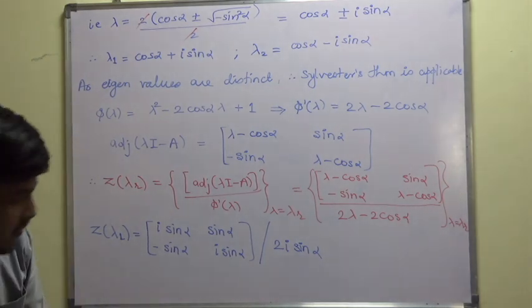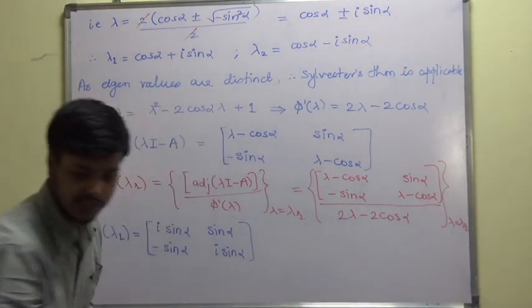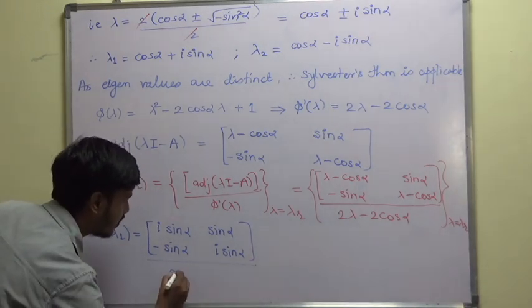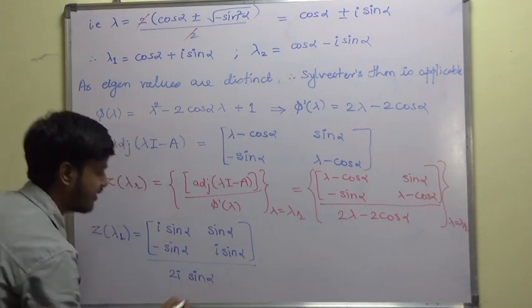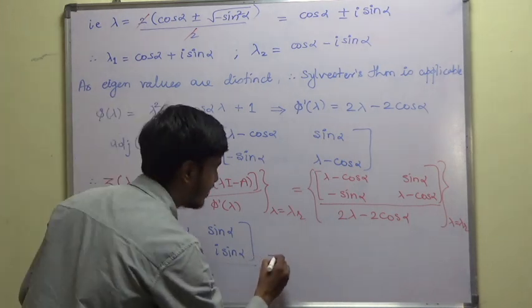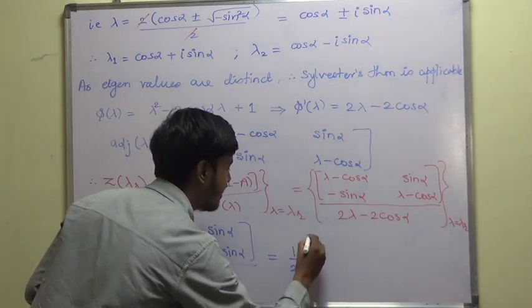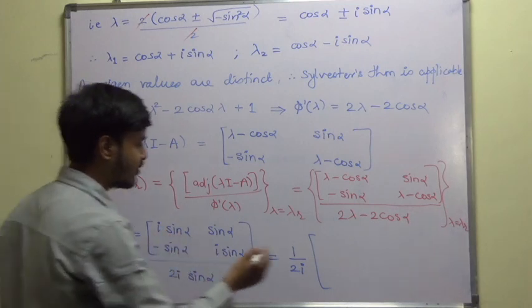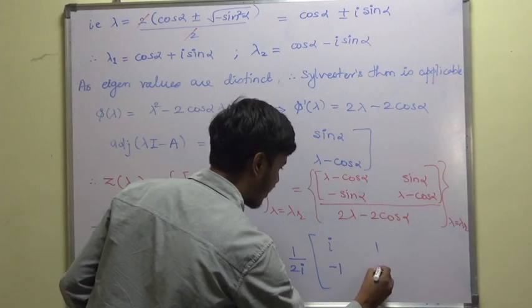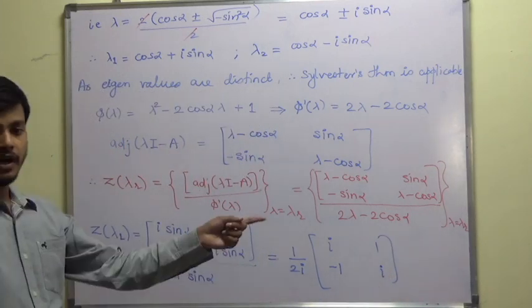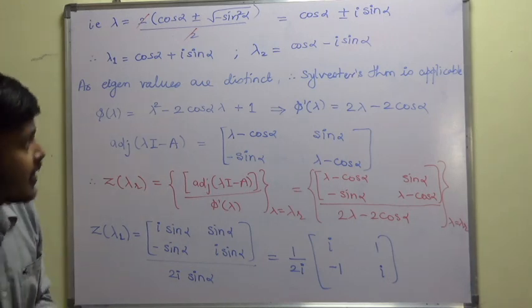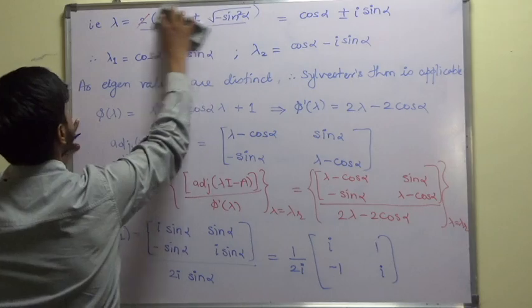Divided by 2I sin alpha. Now what you can do, you can divide it by this. So 1 upon 2I you can take common and divide by sin. So when you divide by sin, what will we be getting? I, 1, minus 1, I. Okay, likewise you can find out Z of lambda 2, where lambda 2 is cos alpha minus I sin alpha.